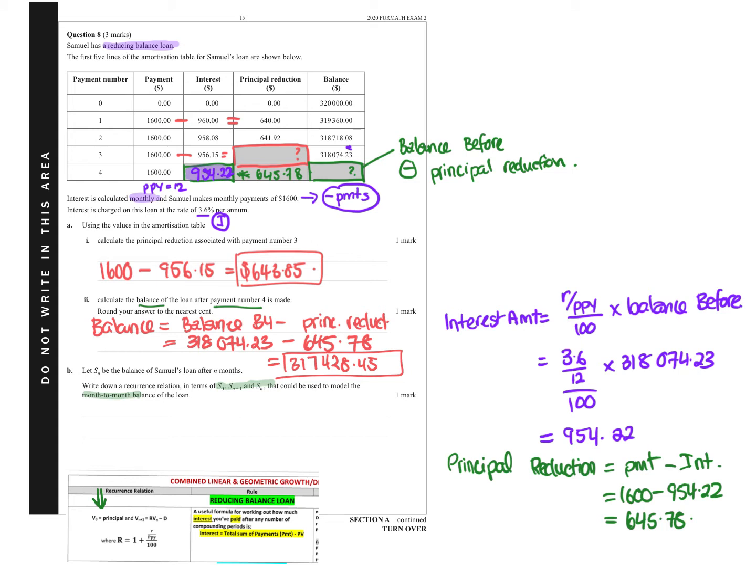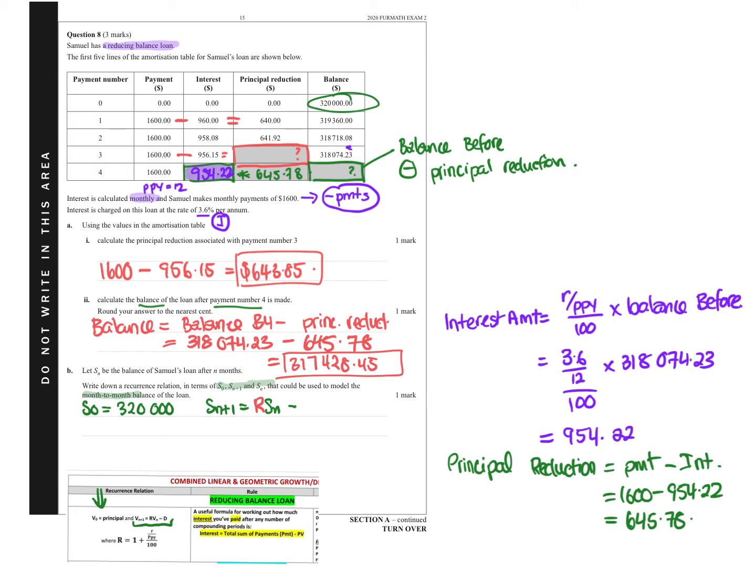Just be careful, they want you to use S's instead of V. So for a recurrence relation, we have to write S0. The beginning of this loan, I can see up on the amortization table, was 320,000. So I'll pipe that in. And then the next part of the formula is that you'd write S(n+1) equals R times, now we're still just using S(n), minus D. Now D are the payments.